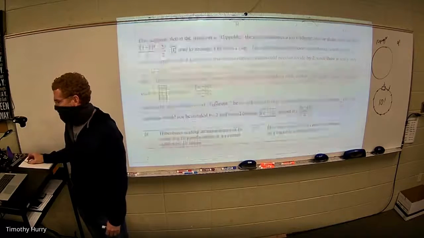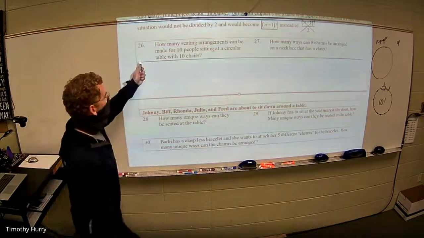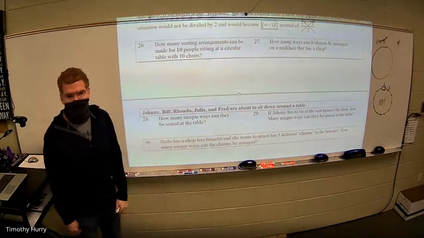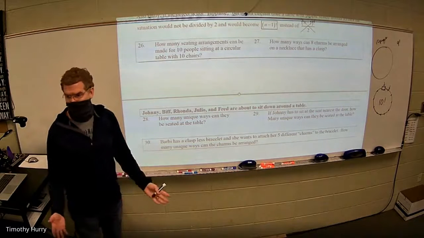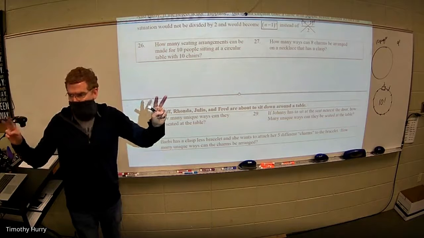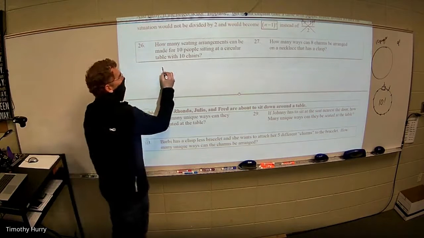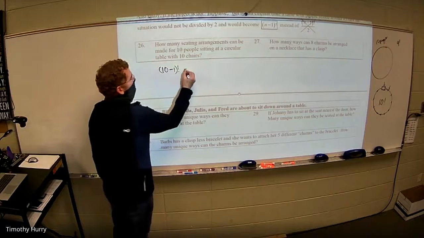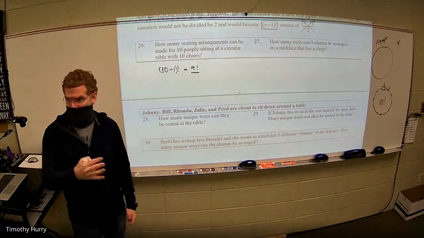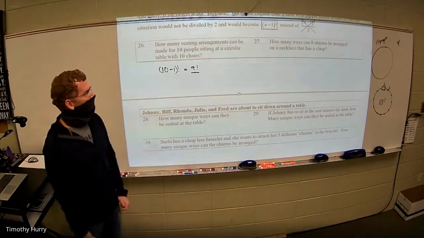All right? So anyway, like right here, how many seating arrangements can be made for 10 people sitting at a circular table with 10 chairs? Well, it's circular, right? Is there anything about that problem that suggests some clasp-like situation? No, so it sounds very circular. Not 10 factorial, 10 minus 1, which is 9 factorial. Now, can I flip a table? I cannot, so don't divide by 2. You're done.